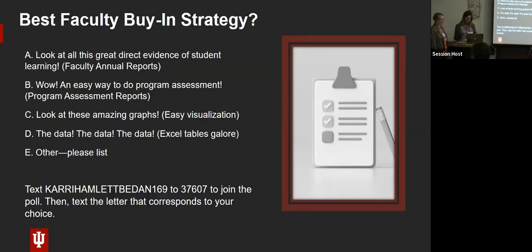All right. So almost half of you said, wow, an easy way to do program assessment, looking at those program assessment reports. Yes, absolutely. About a third of you said, look at all this great direct evidence of student learning, looking at those faculty annual reports. Yes, the answer really is all of those things, but I'm so thrilled that you also see value in that. And then the rest was kind of spread between the other three.